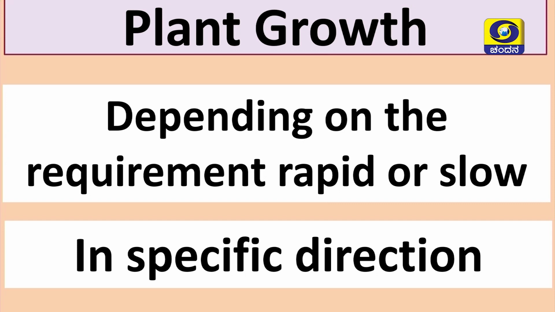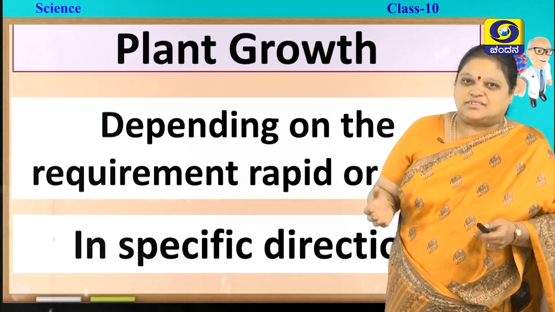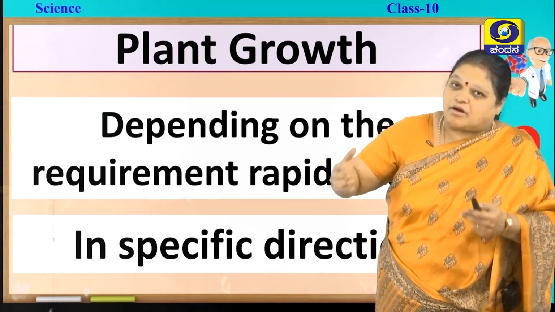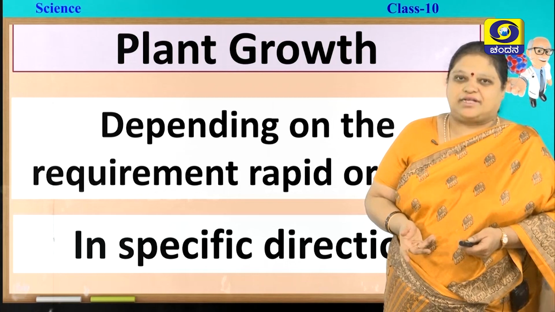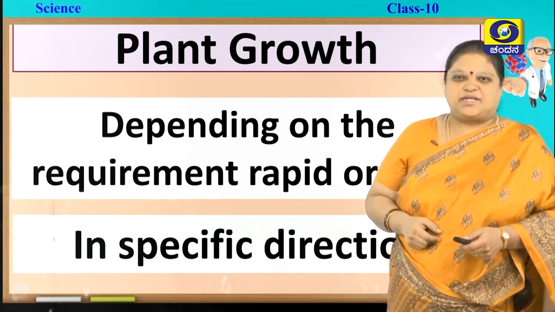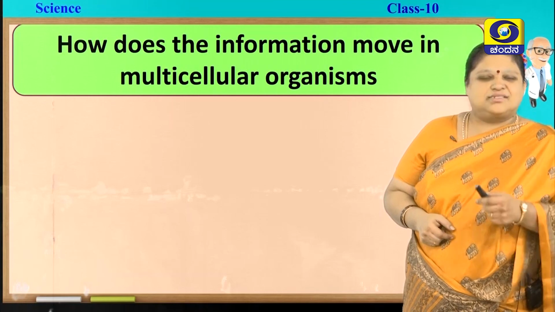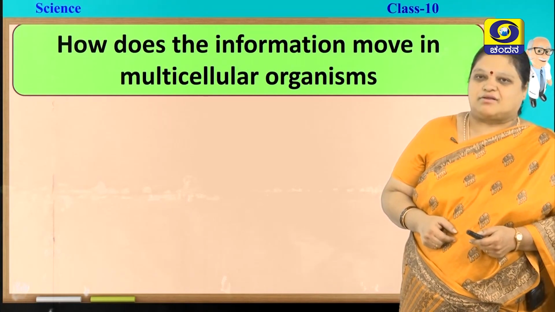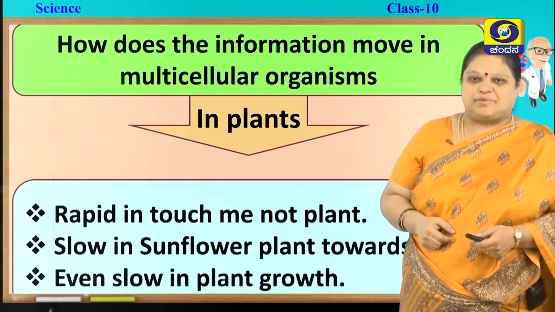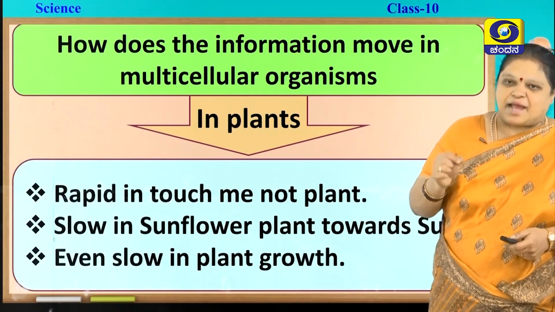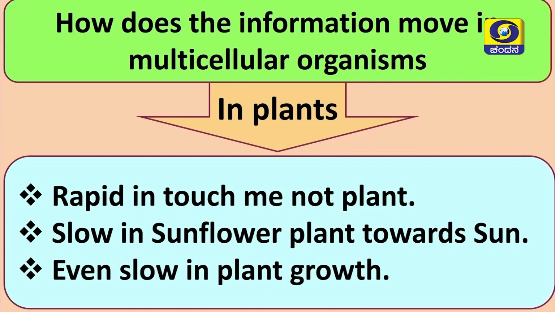Plant growth, depending on the requirement, may be rapid or slow, and it may be in a specific direction. In some places there may be lots of growth, in some places growth is not needed. So, it is very specific. Now, how does the information move in multicellular organisms? Let us see, especially in plants. It may be rapid in the touch-me-not plant, slow in sunflower plants turning towards the sun. If there is growth taking place, that is the slowest.